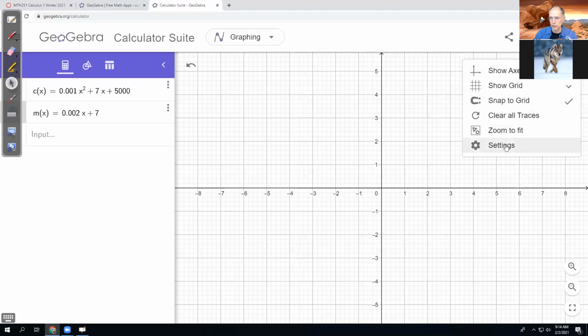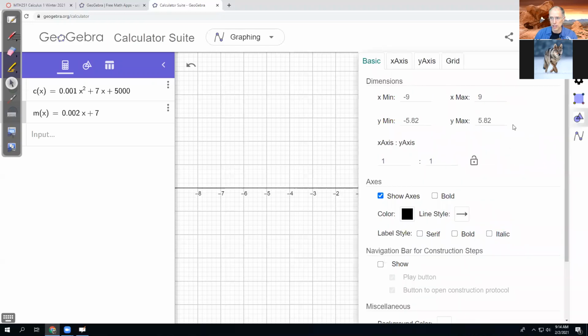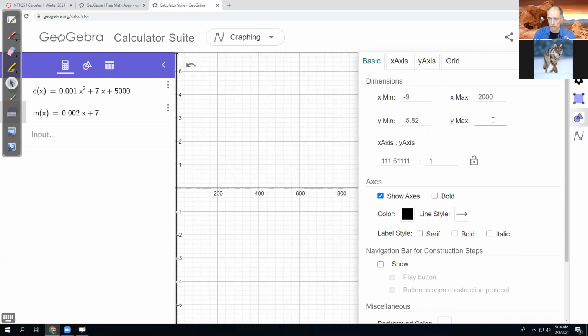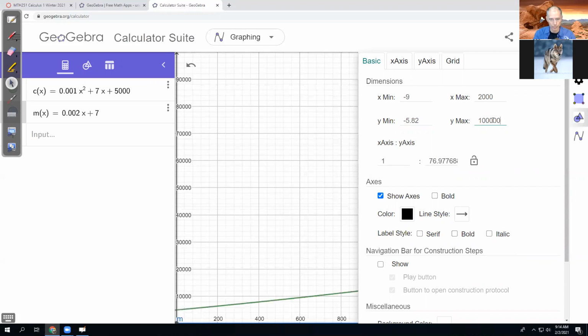So let's see, similar to Desmos, I can go into the settings, and I want the x value to go well past 1,000. So I'm going to go out to 2,000. And then I need a guess at a y value here. I'm going to guess at 100,000. Okay, so that was a little too high. Calculate what is C of 1,000, and it is 13,000. So maybe I'll go up to 20,000.